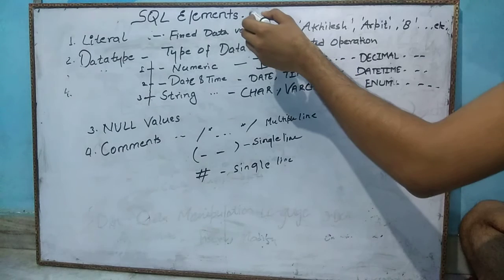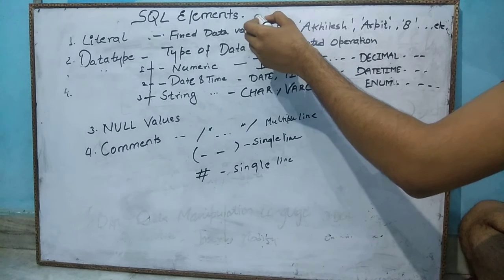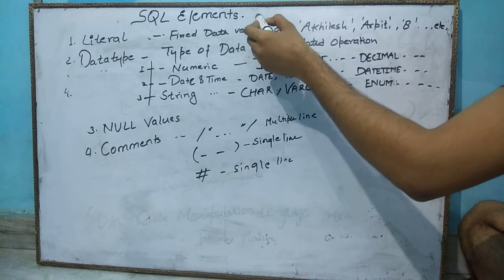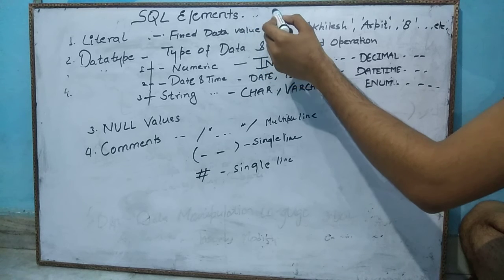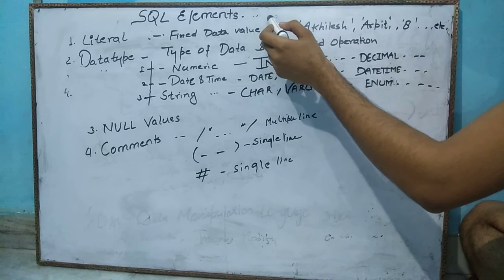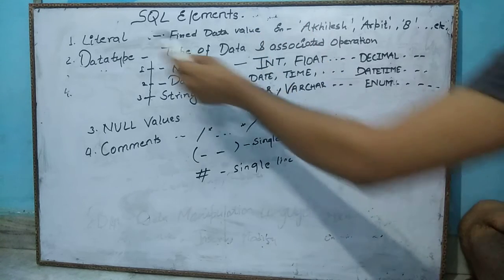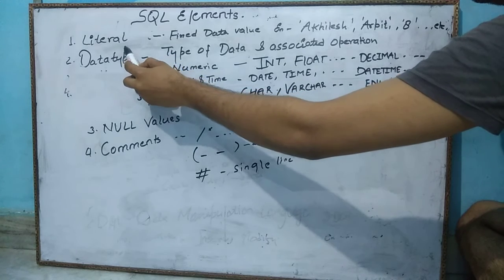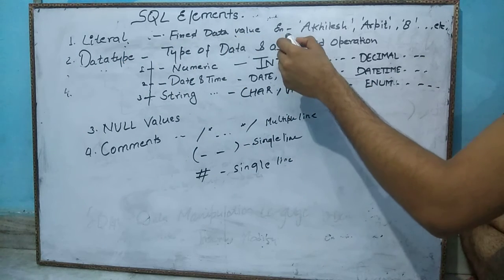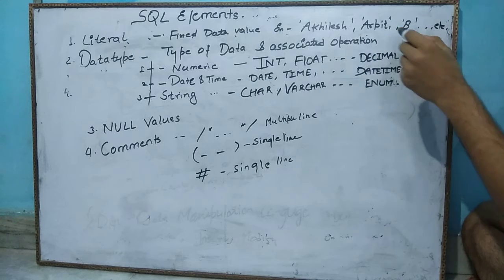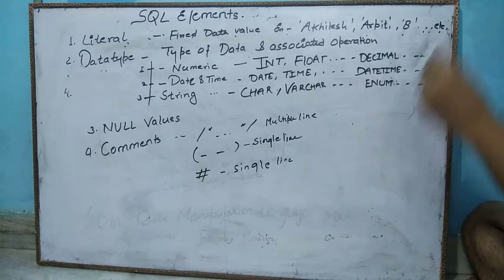So now the next topic is SQL elements. What are the SQL elements? These are a few elements which are used in SQL, such as number one is literal. Literal stores fixed data values. Examples: Achilles, Arpit, 8, and so on.